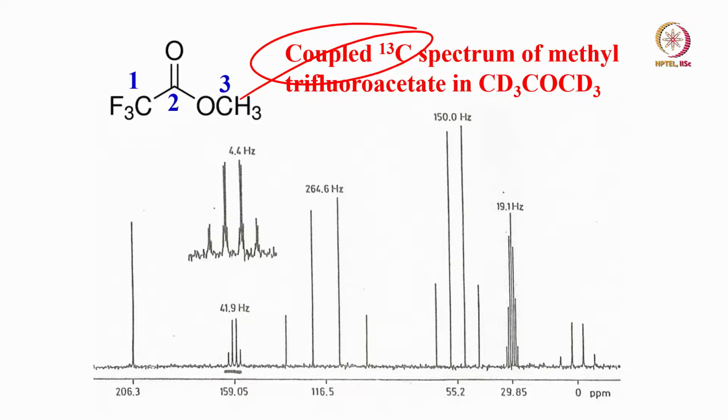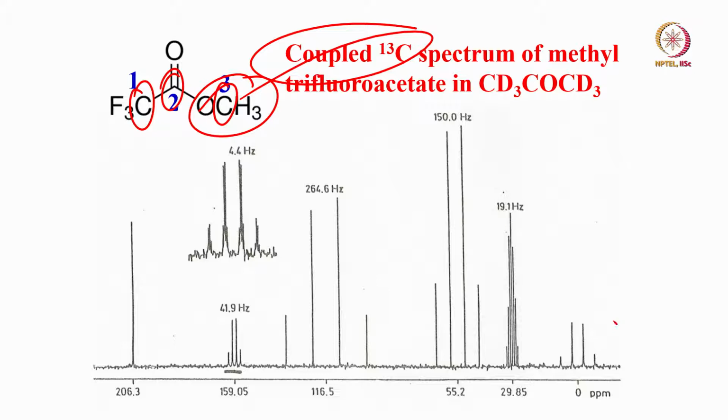What is the structure of this molecule? It is like this: CF3 C double bond O OCH3. Very simple molecule. How many carbons are there? 1 carbon, 2 carbon and 3 carbon. There are 3 different carbons. But see, 1, 2, 3, 4, 5, 6 different peaks are there. Where are they? Why are they coming? What are those peaks? You have to understand that.